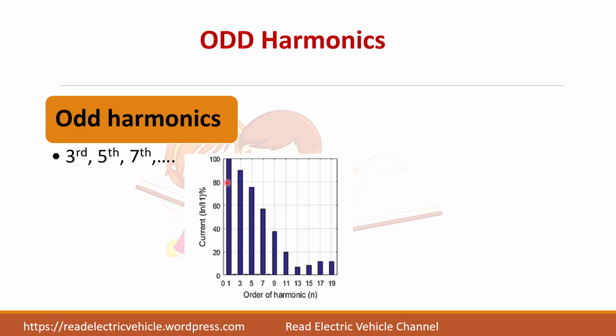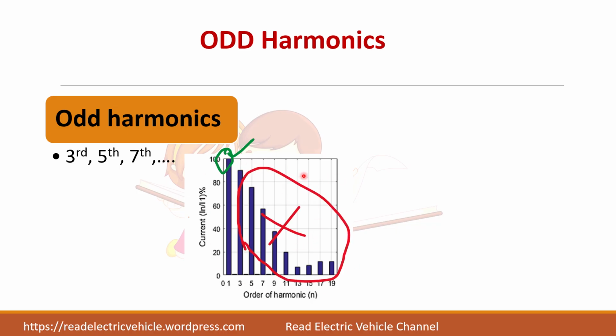This chart shows the THD of a current waveform. Here we can see the order of harmonics. 1 represents the fundamental component, which is what we need. The remaining are all odd harmonics. You can see the numbers 3, 5, 7, 9. So this is the third harmonic, fifth harmonic, seventh harmonic. We have to remove all these harmonics by some means.